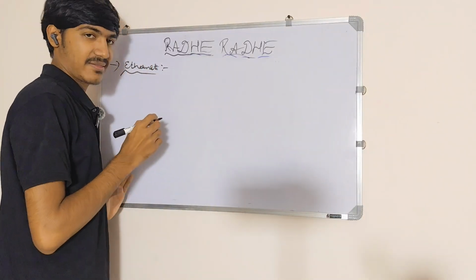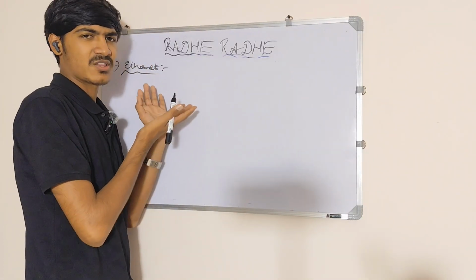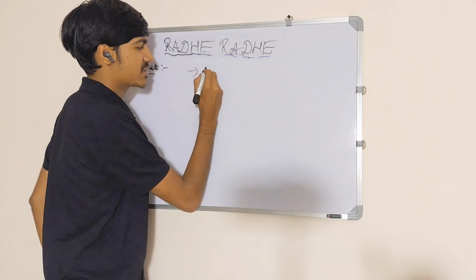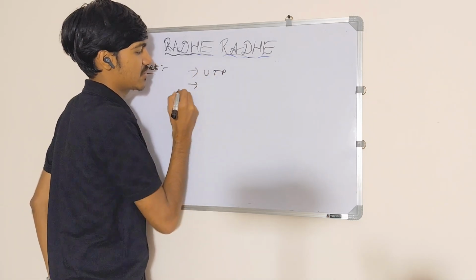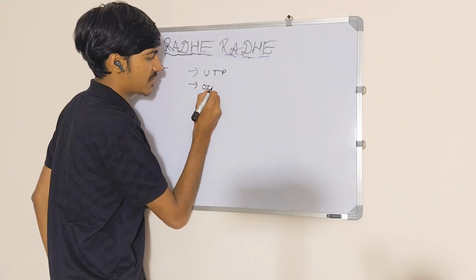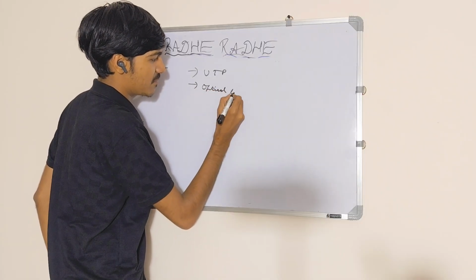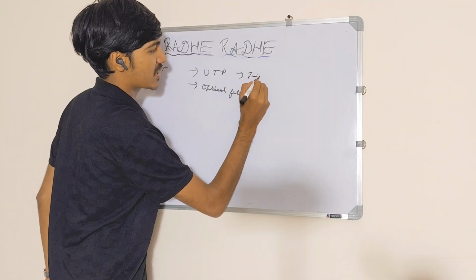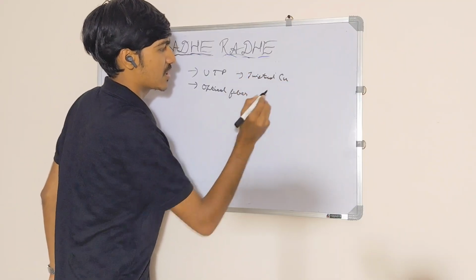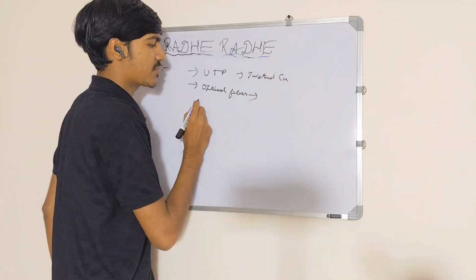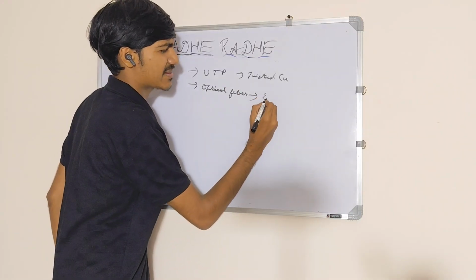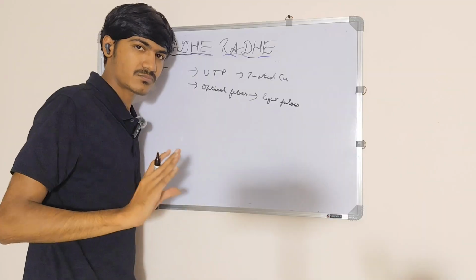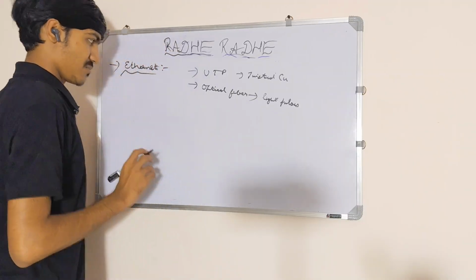Now, second is what versions of Ethernet use what type of transmission media. Lower bandwidth uses unshielded twisted pair. Higher bandwidth uses optical fibers. So these are the types of transmission media Ethernet uses. These are nothing but twisted copper cables. This is optical fiber. Optical fiber carries light pulses. Clear?